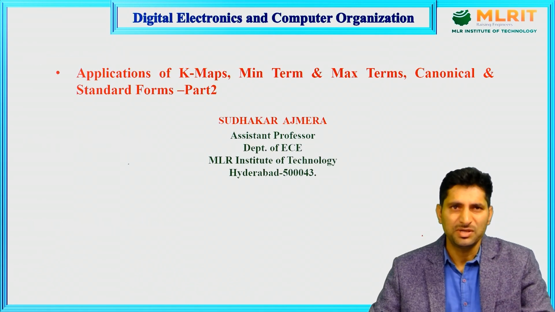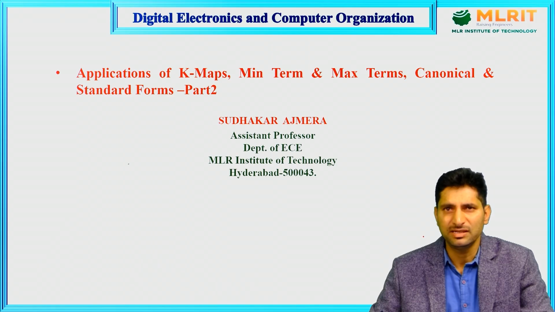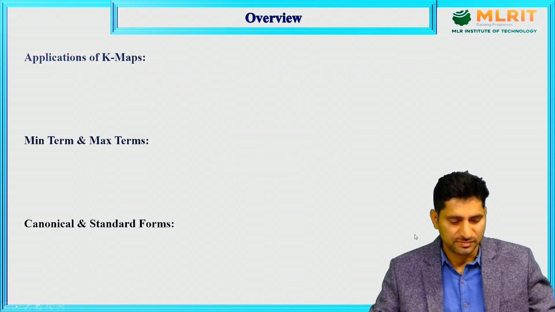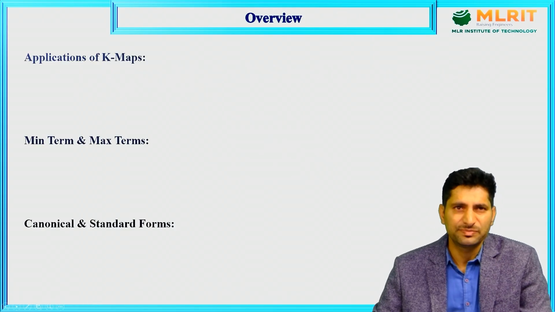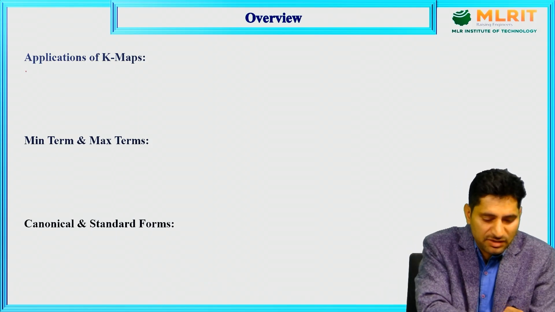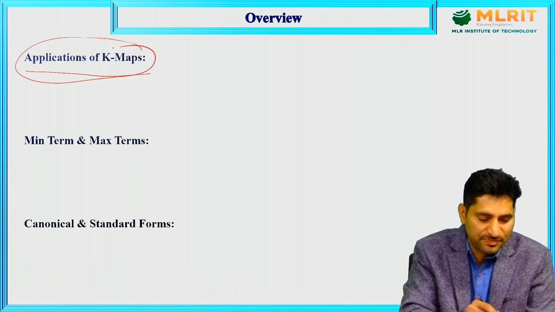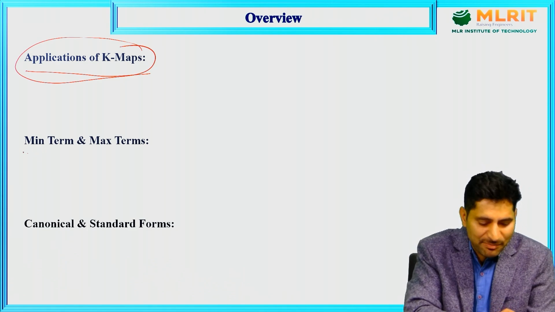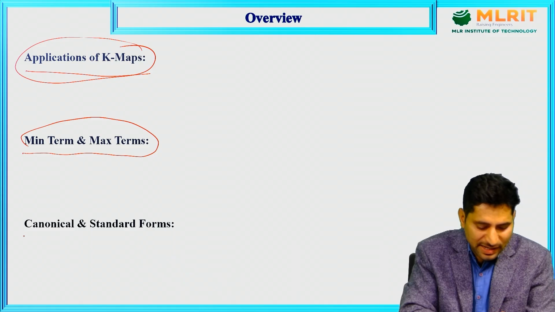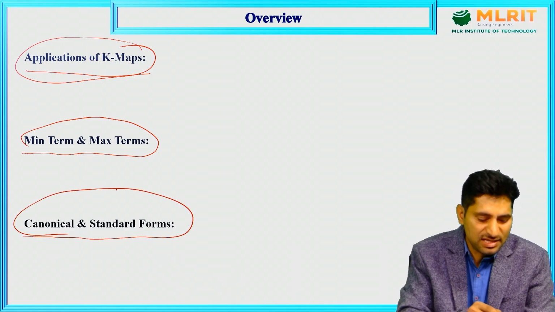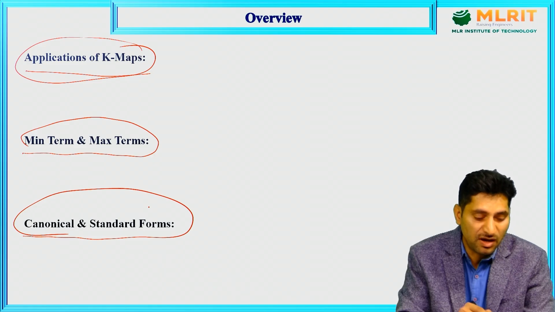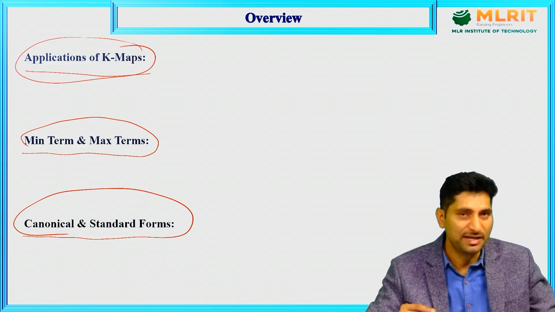Today we will discuss applications of K-map, min terms and max terms, canonical and standard forms as a part of unit 2. In the previous lecture we discussed K-map representations. Today we will see where K-map is used, in what fields we can apply K-maps. Next we will see what min terms and max terms are, and what canonical and standard forms are. These min terms, max terms and canonical and standard forms are used in designing circuits.